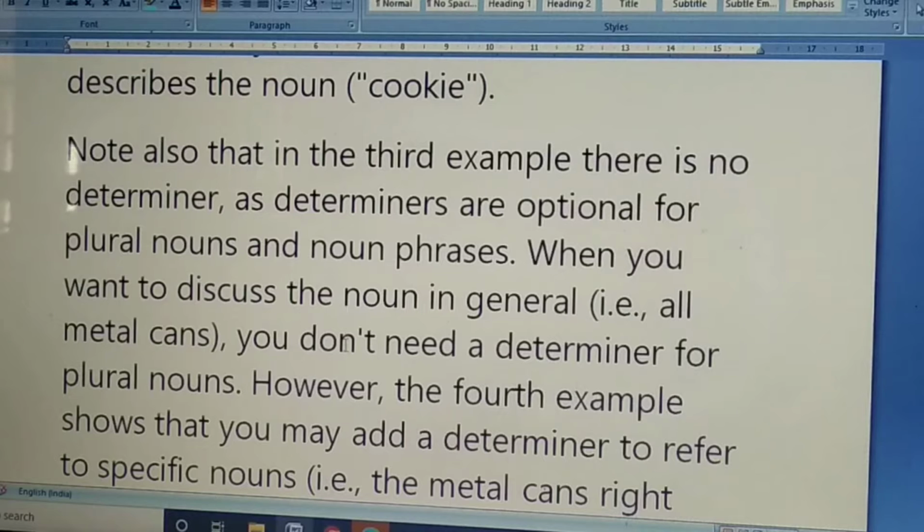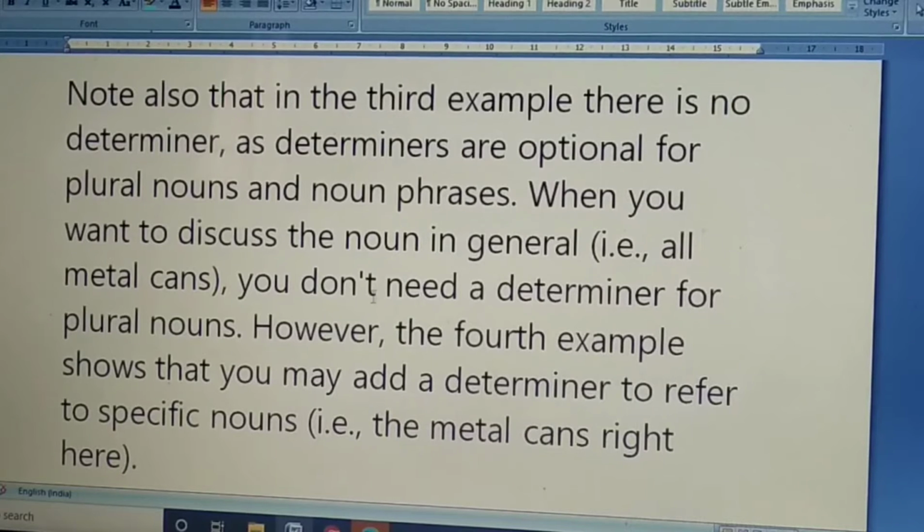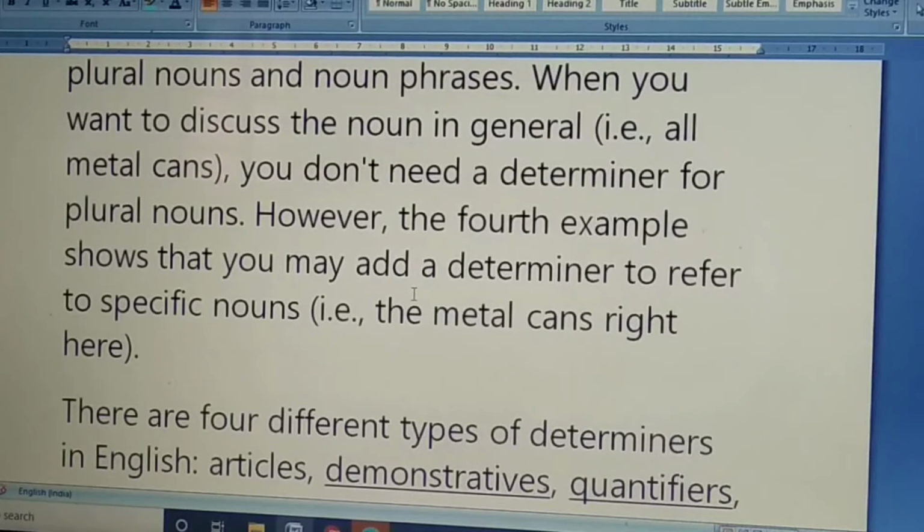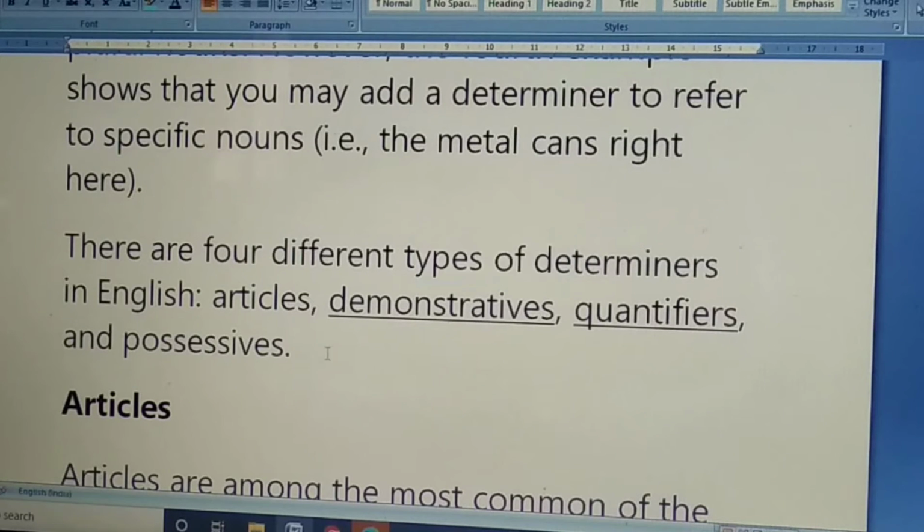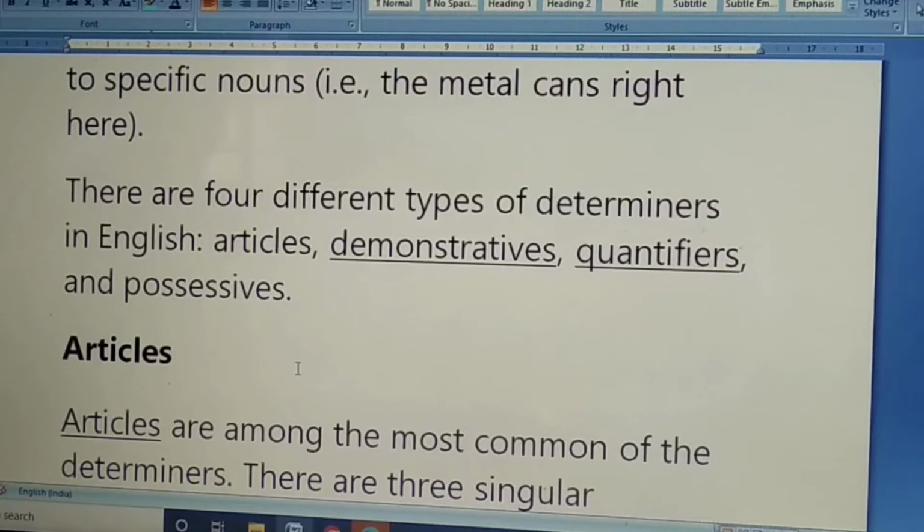See? As determiners are optional for plural nouns and noun phrases, that is why metal cans. When you want to discuss the noun in general, that is all metal cans, you don't need a determiner for plural nouns. However, the fourth example shows that you may add a determiner to refer to specific nouns. That is the metal cans right here. That means you're specifying here. Therefore, "the" is used. There are 4 different types of determiners in English: articles, demonstratives, quantifiers, and possessives.